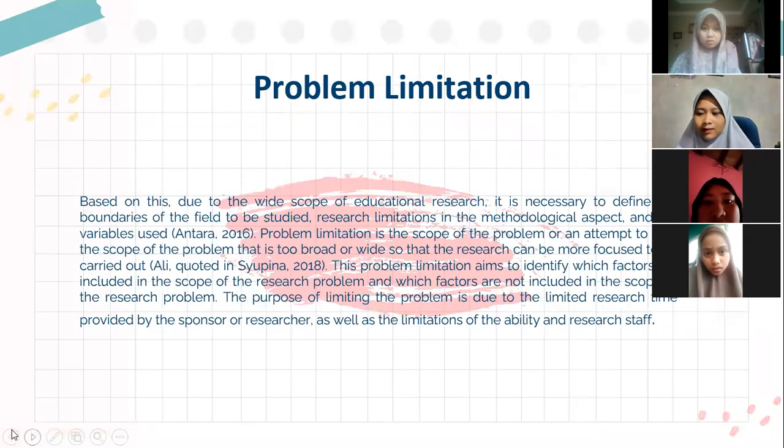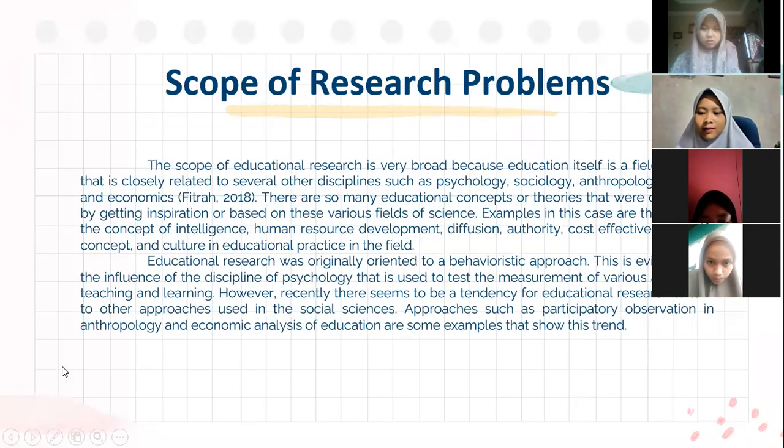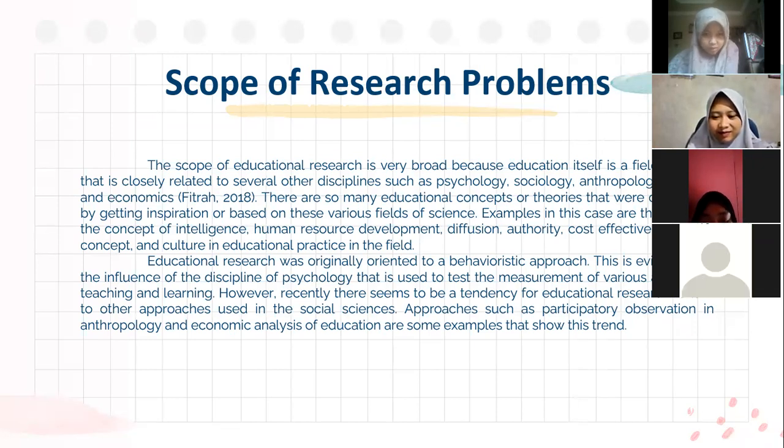Educational research was originally oriented to a behavioristic approach. This is evident from the influence of the discipline of psychology that is used to test the measurements of various aspects of teaching and learning. However, recently there seems to be a tendency for educational research to turn to other approaches used in the social sciences. Approaches such as participatory observation in anthropology and economic analysis of education are some examples that show this trend.